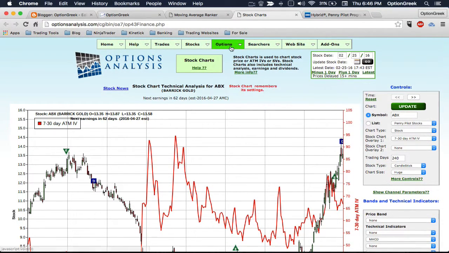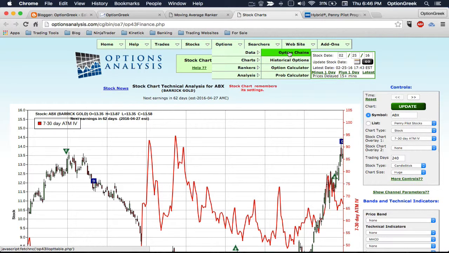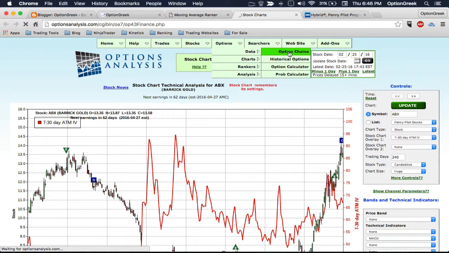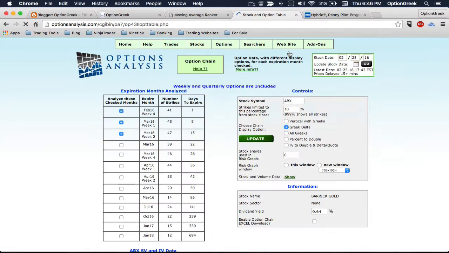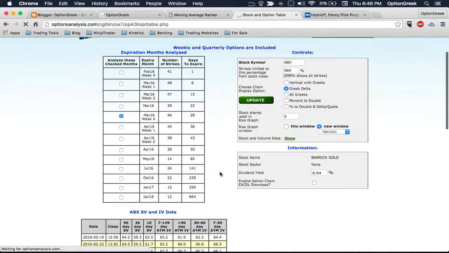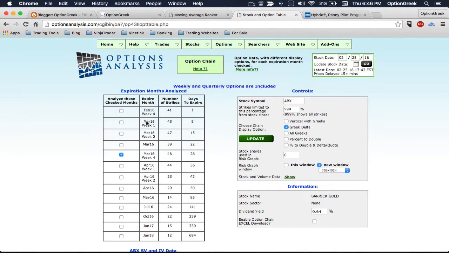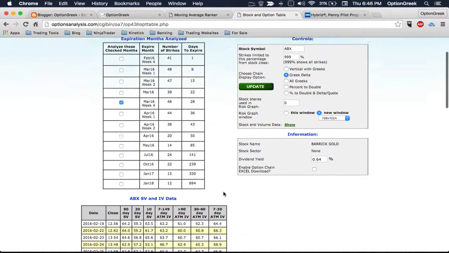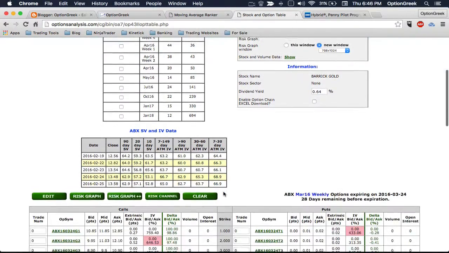So we can go look at the option chain for this stock. Let's wait for it to come up. And ABX, I'm just going to show 999 for all strikes. And we're going to go out in time a little bit to around the 28-day mark, which should be good. We'll click update. And right off the bat, you'll notice that we have weekly options. And because it was a penny pilot stock, we probably expect that.